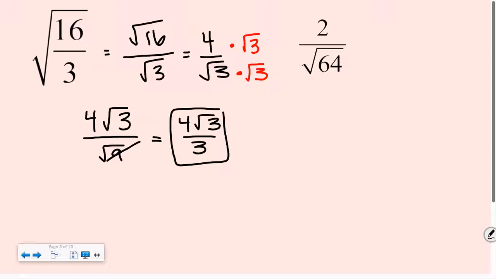Next one, 2 over the square root of 64. You can't have a radical in the denominator, so you could rationalize, but do I have to rationalize? No, because what's the square root of 64? 8. If you know what the square root is, then write it down there. 2 over 8, which needs to become what? 1/4. Good. Try the next one, the square root of 2/5, or 5/2, whatever it is.